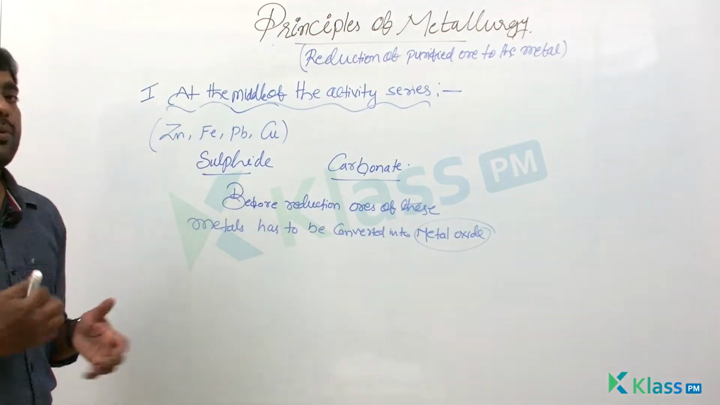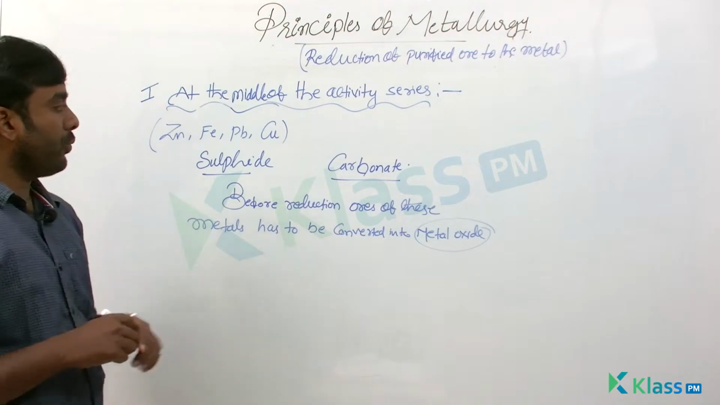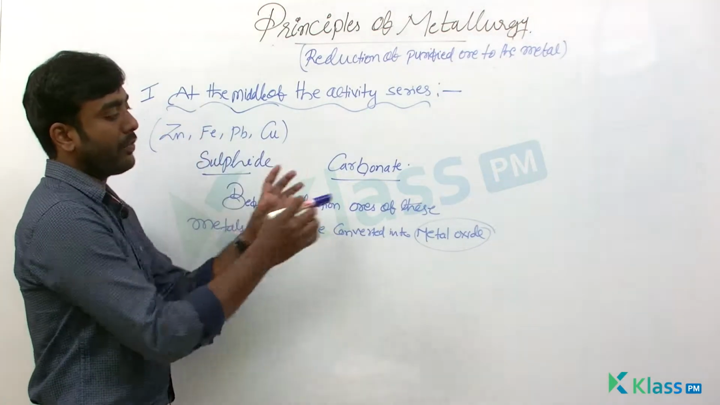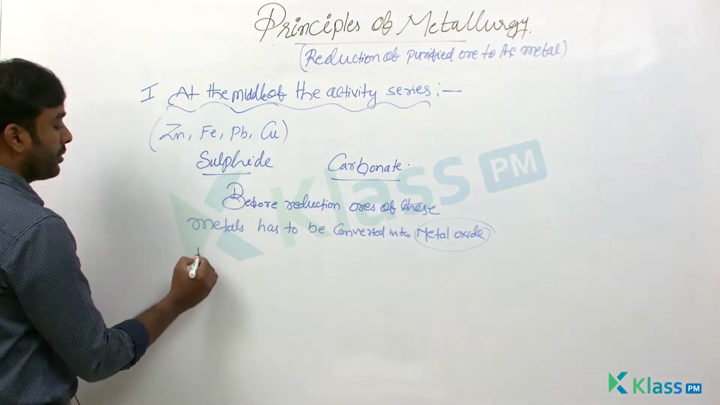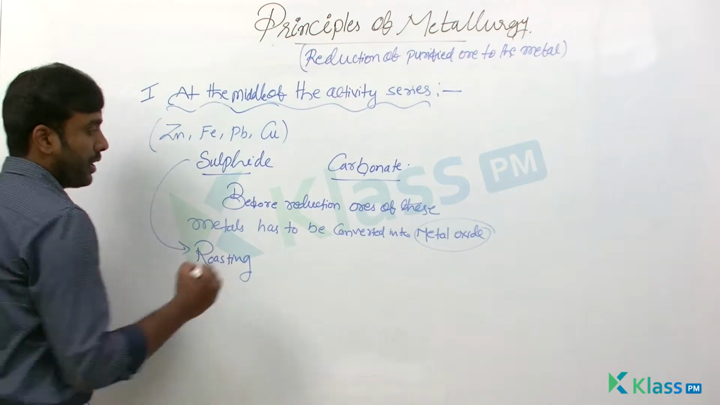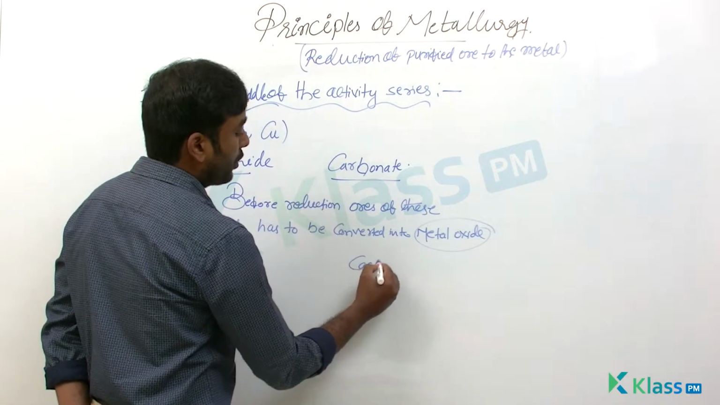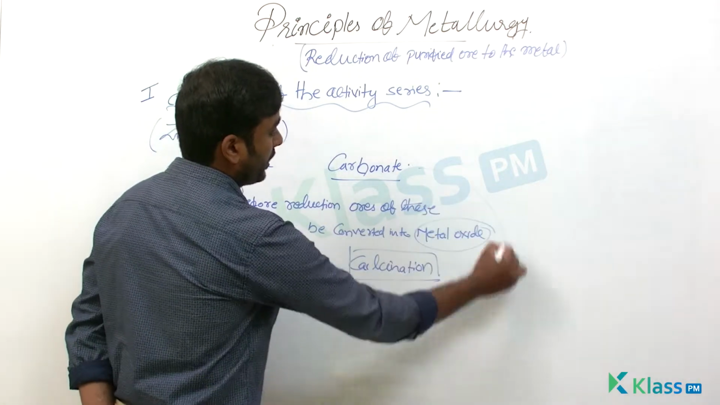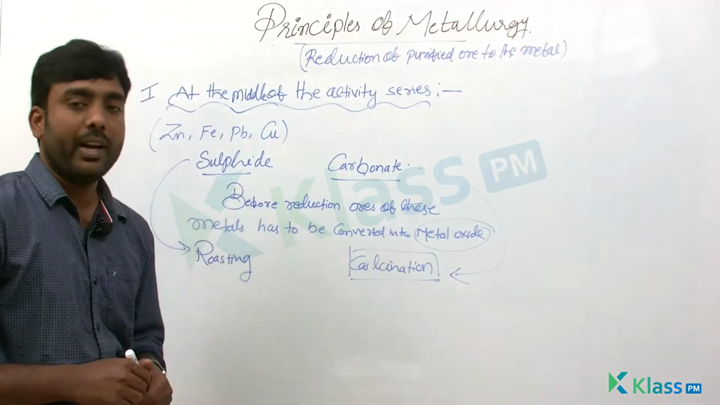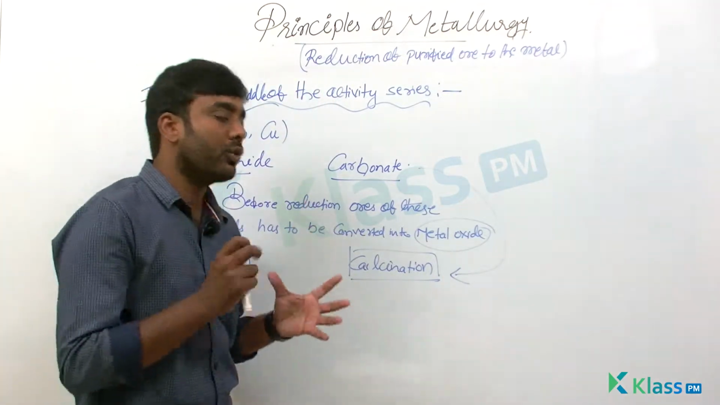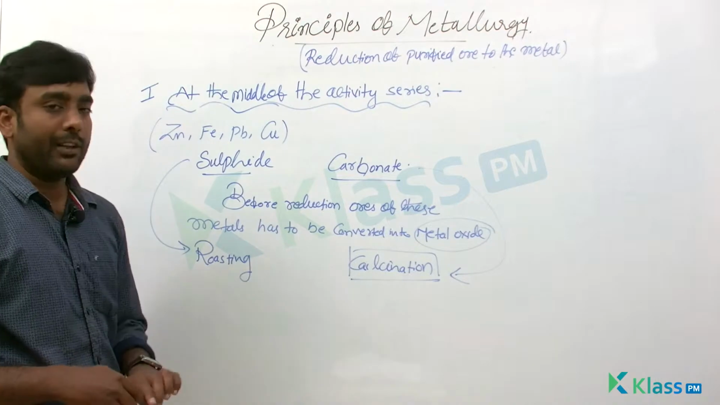So there are two different methods. Sulfide ores can be converted into metal oxide by the process of roasting. The roasting process is for sulfide ores, and for the carbonate ores we will go for the calcination method. There are two methods to convert these ores into their metal oxides: the roasting method and the calcination method.